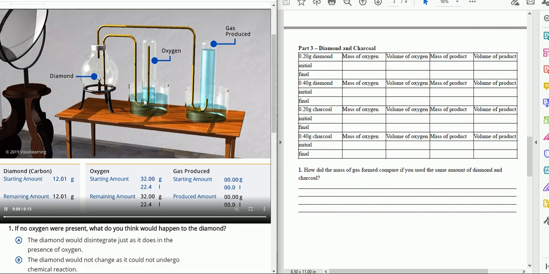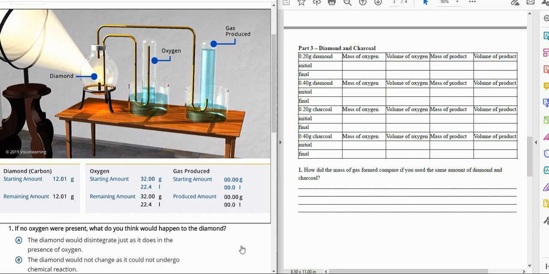Watch it one more time. Here comes the heat energy. We're reacting the diamond. The oxygen is being consumed, and the gas is being produced.